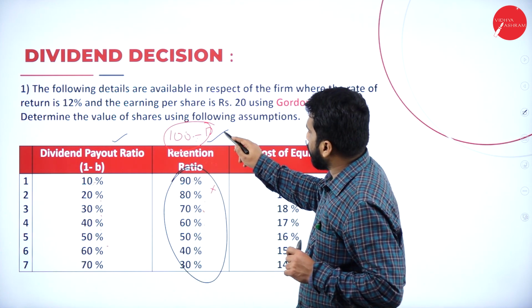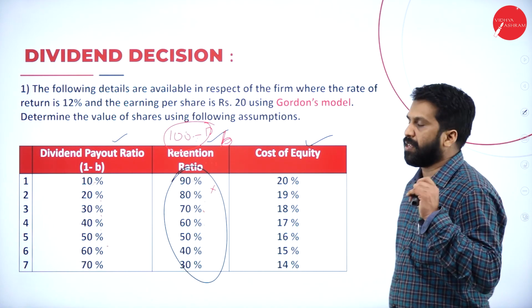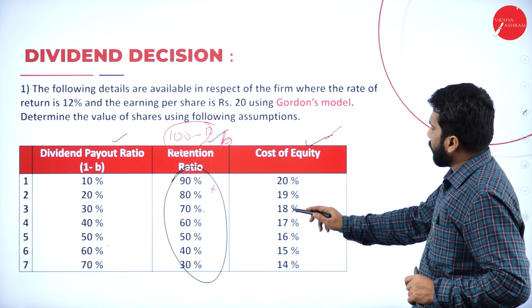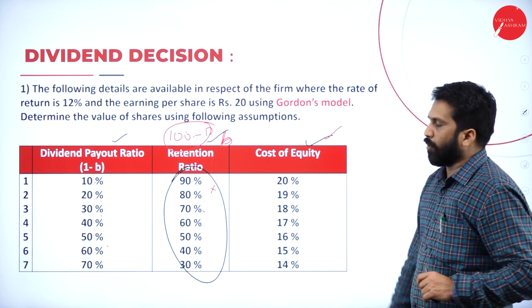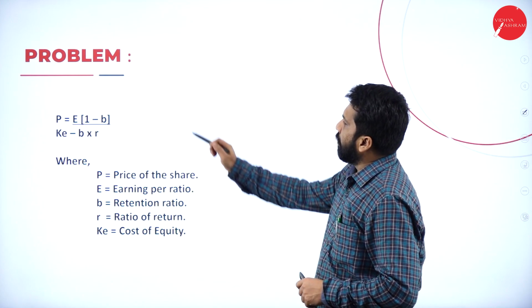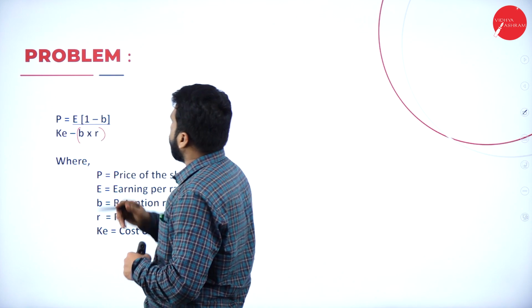If it is not given, you have to find this out. This retention, we call it B. Cost of equity is already given: 20%, 19, 18, 17, 16, 15, 14. These are the costs of equity. Then there is a formula for this. Remember, there is a bracket here.